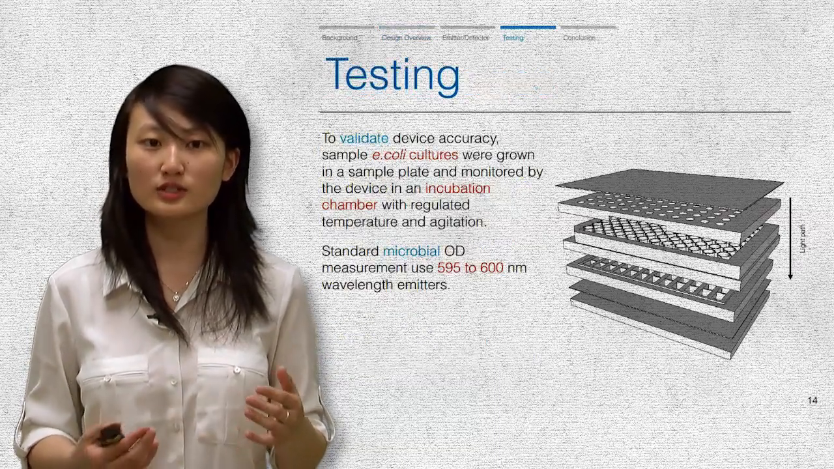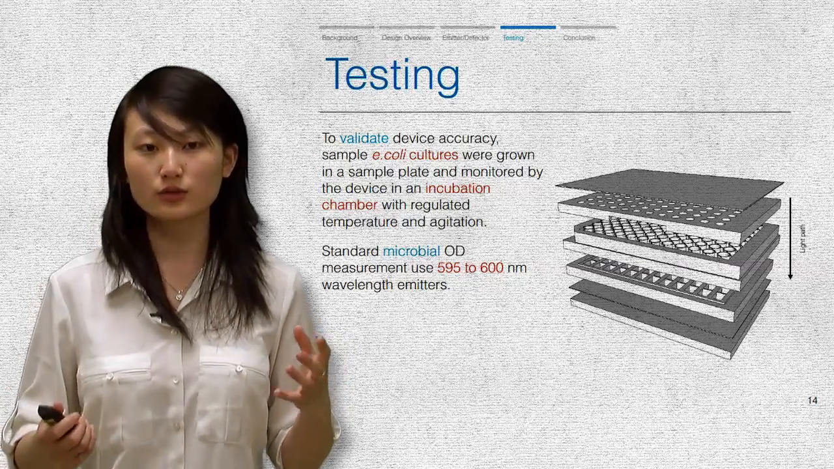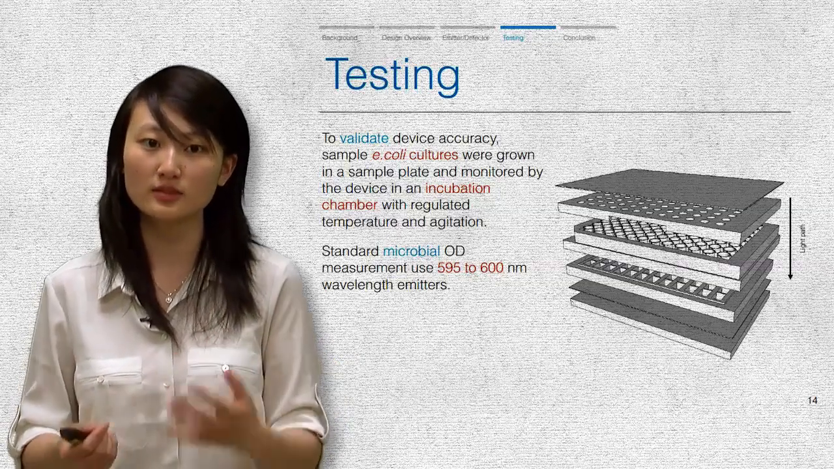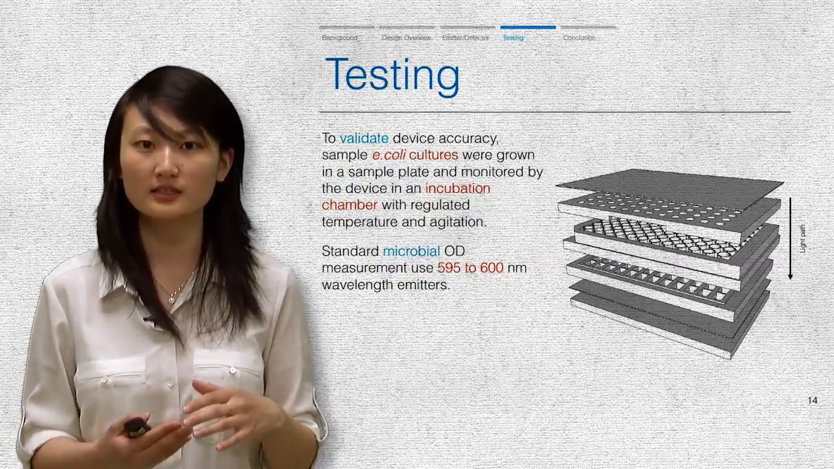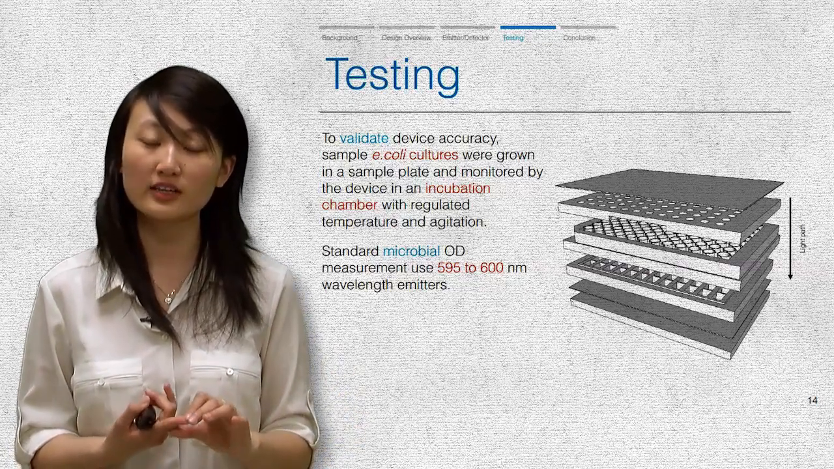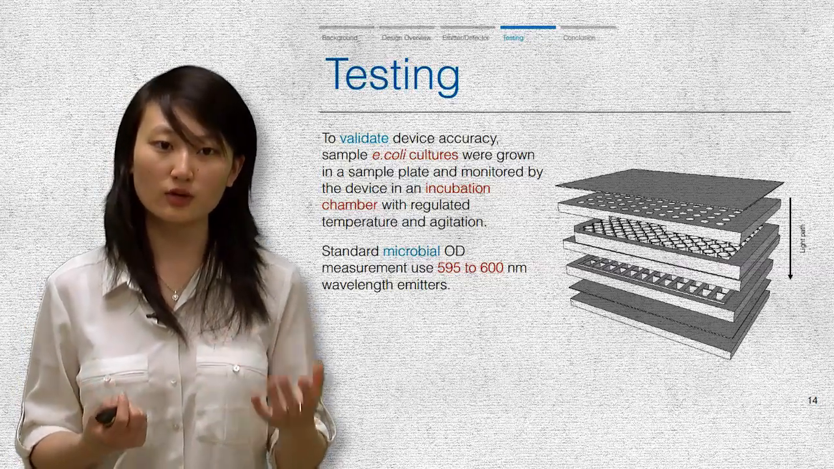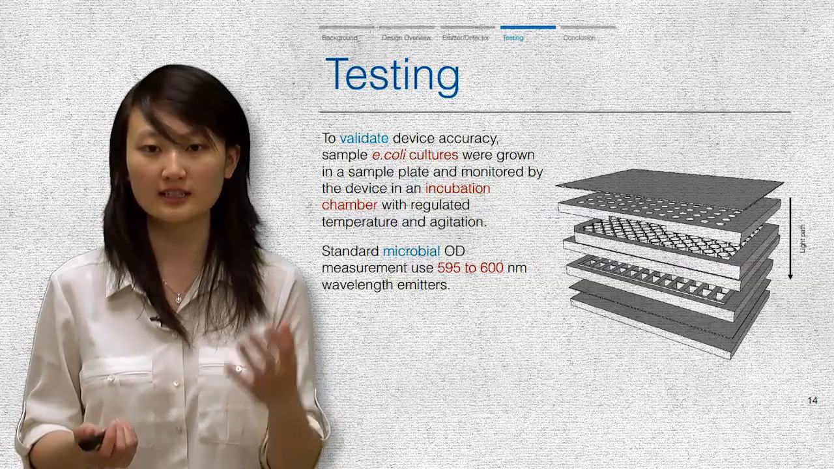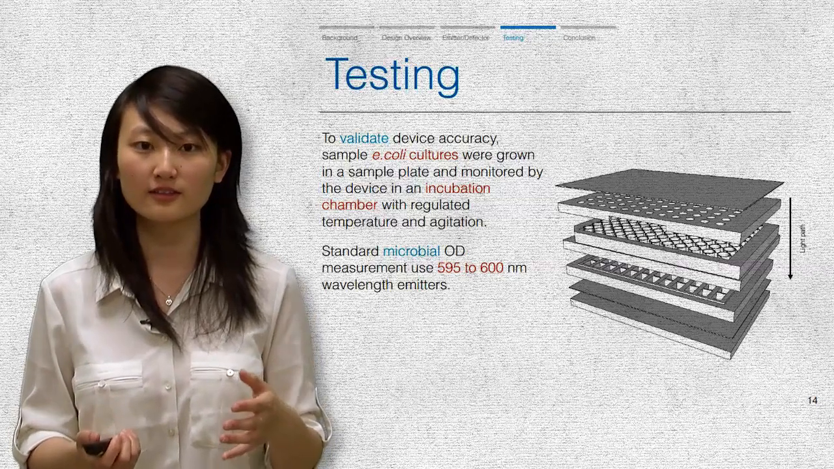So for testing, in order to validate the accuracy of the device, we grew sample E. coli cultures in a sample plate and continuously monitored it during the incubation time in an environmentally controlled chamber with regulated temperature and agitation. The standard microbial optical density measurements use 595 nanometers to 600 nanometers of wavelength.